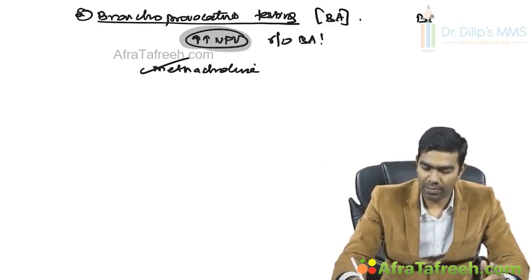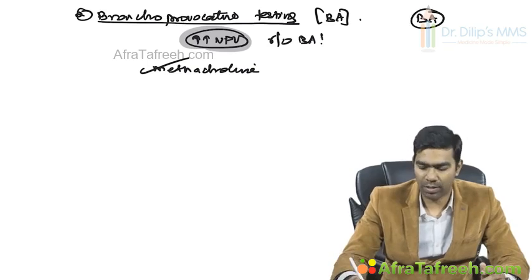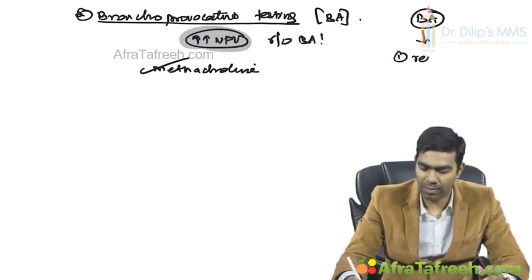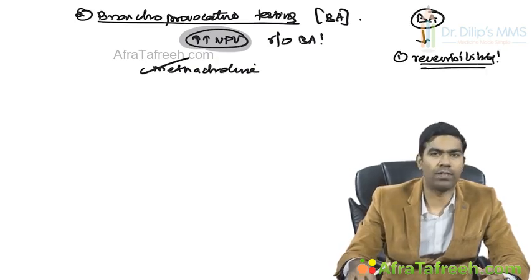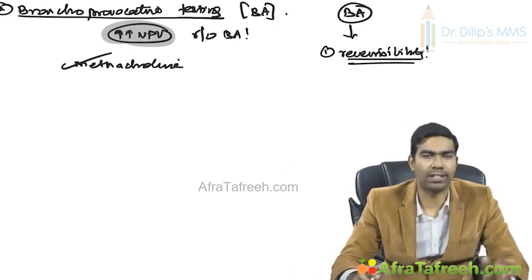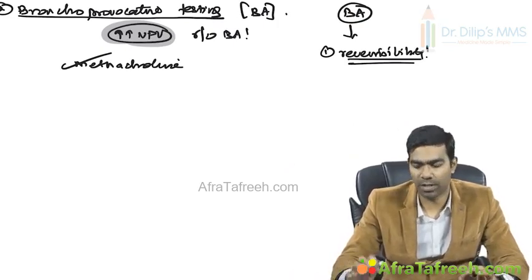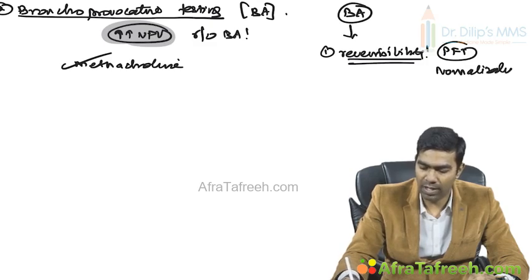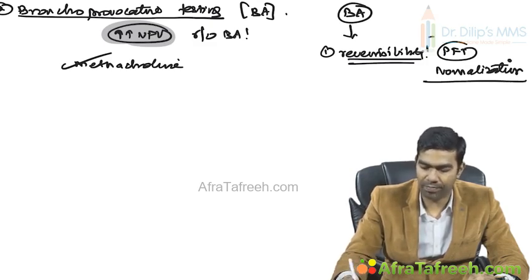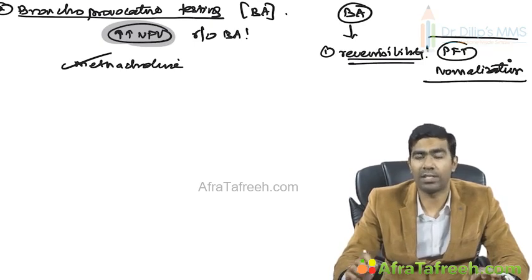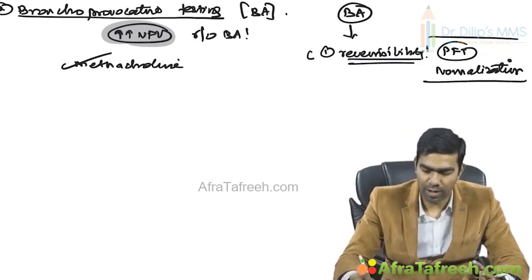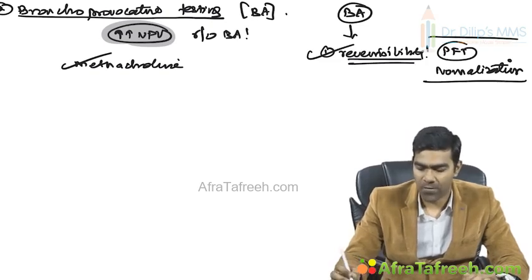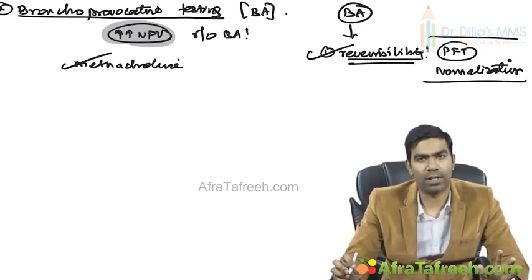I told you bronchial asthma is characterized by a very important thing. The first thing is reversibility. Why is this point very important in bronchial asthma? I'll discuss this in detail in bronchial asthma, but you have to understand PFT normalization. Among all the obstructive lung diseases, the only obstructive lung disease that can normalize the PFT completely is bronchial asthma. So reversibility. Clear? Complete PFT normalization.